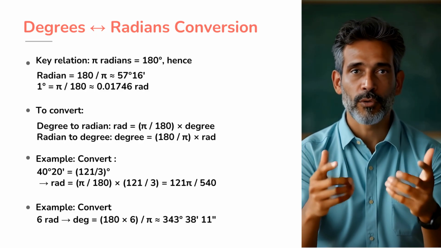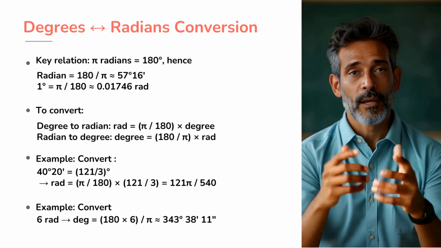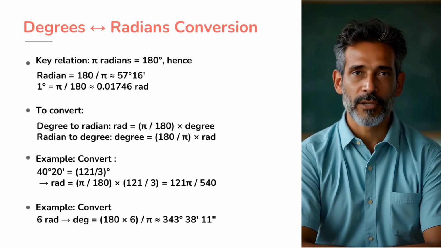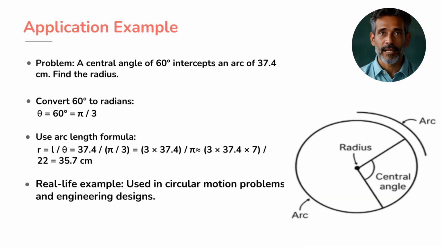Another example, convert 6 radians into degrees. 6 radians is 180 divided by pi multiplied by 6, which gives 343 degrees 38 minutes 11 seconds. Let's now apply this concept with a real-world example. Imagine you're solving a problem where you need to find the radius of a circle. Here's the situation. You have a central angle of 60 degrees and an arc length of 37.4 centimeters. Let's find the radius. First, we need to convert the 60 degrees into radians. 60 degrees is pi divided by 3 radians.